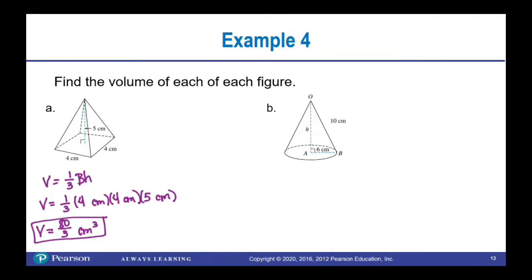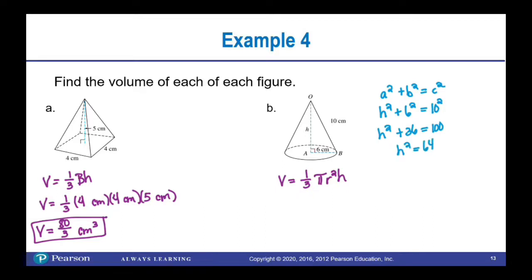Look at part B. The volume of a cone is 1/3 pi r squared h. But notice here we're given the slant height rather than the height. So I use the Pythagorean theorem to find the height. The height is one of the legs, 6 is the other leg, and the hypotenuse, C, is 10. 36 is 6 squared, and 10 squared is 100. Subtract 36 from both sides, and we get 64 on the right side. Use the square root property, and we get that our height is 8.